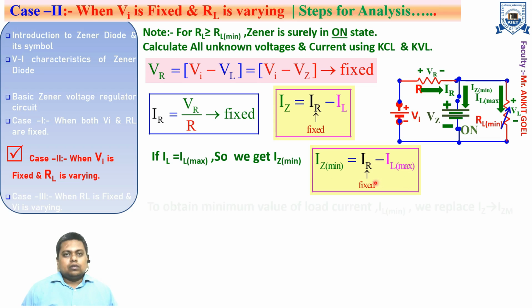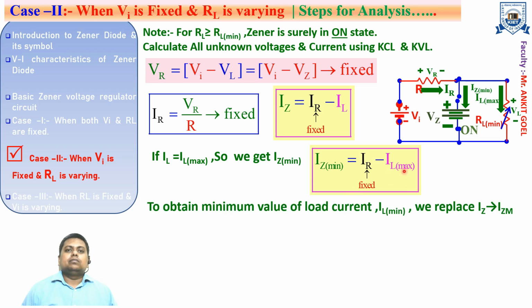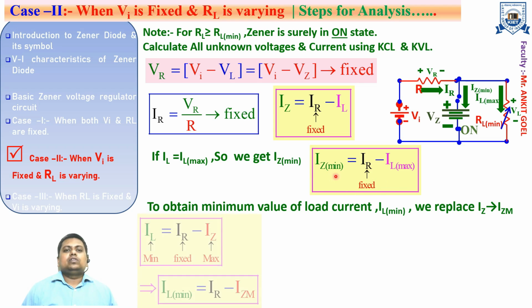Now to obtain the minimum value of the load current, replace IZ by the maximum value IZM. Since we have this current equation, IL is equal to IR minus IZ, right? So IR is a fixed quantity. When you subtract the maximum value from the fixed quantity, you will get the minimum value of the right hand side, that is the load current, right? So IL will be minimum only when IZ is the maximum.